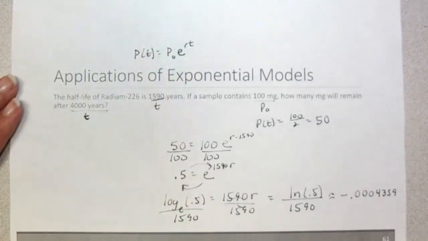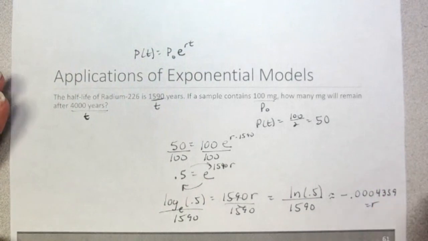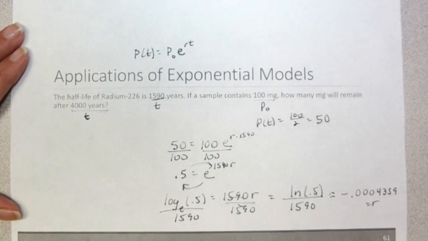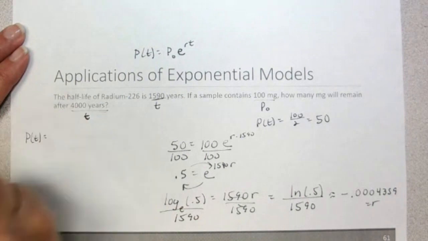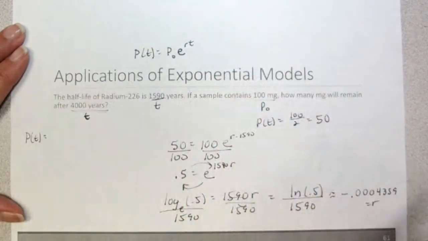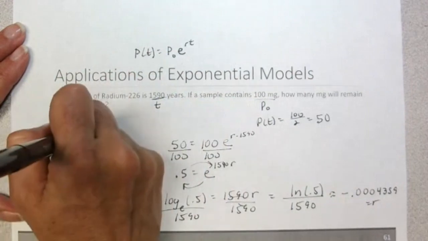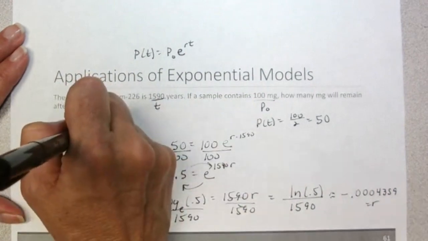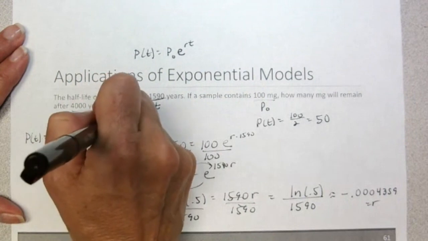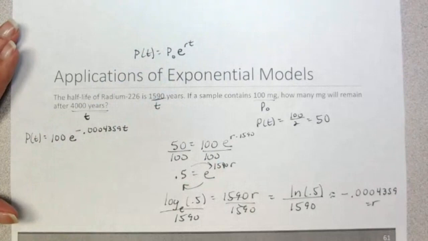All right. Well, I know what my R is now. Now I have a model that I can write. Okay, what is my model looking like here? There's my model. The amount in the future is equal to the initial amount, which is 100, times E to the, and here's my R. My R is negative 0.000439 T. There's my model.